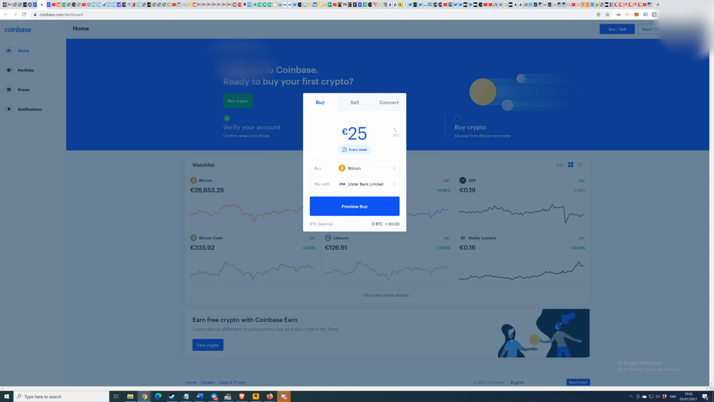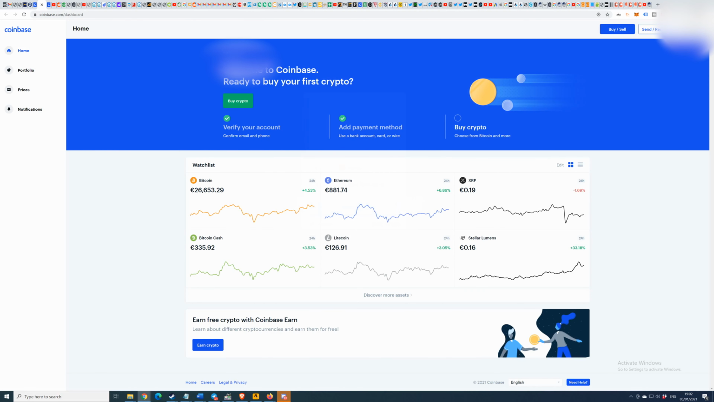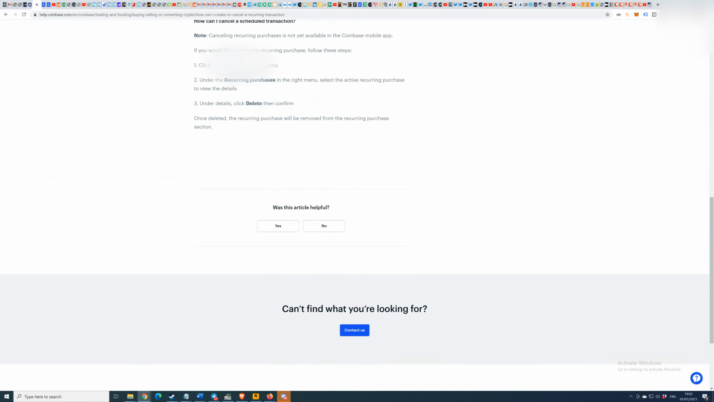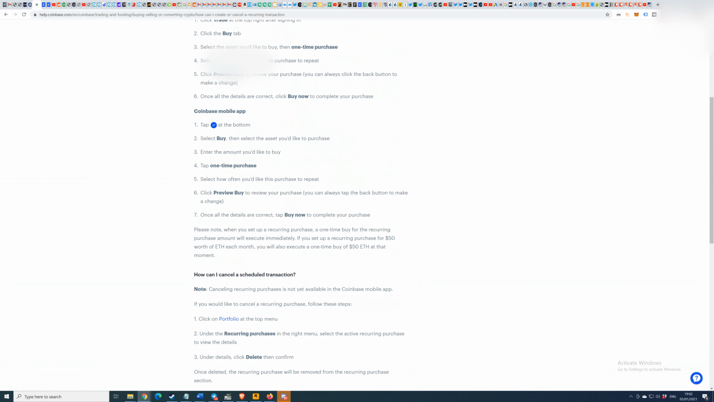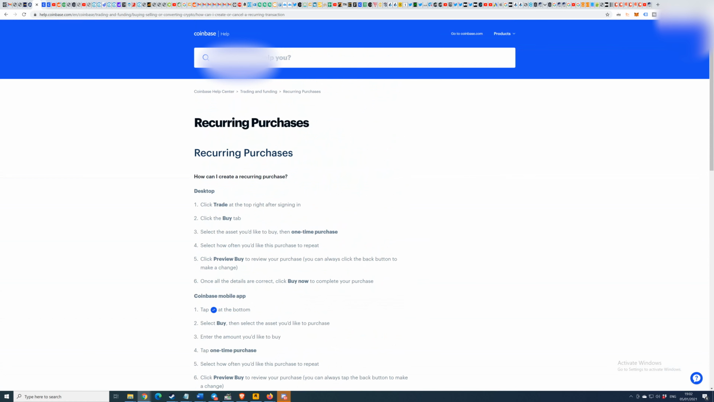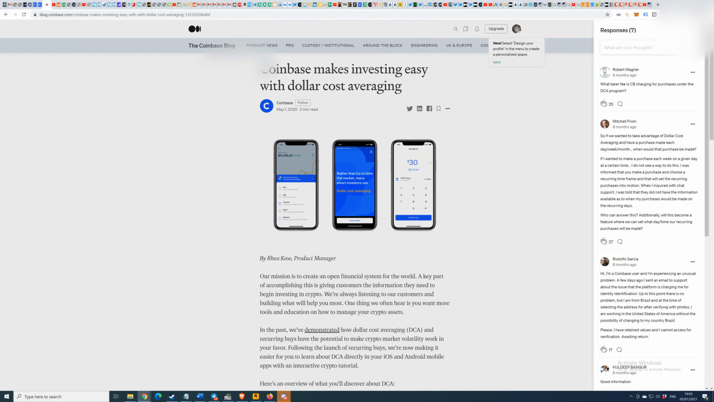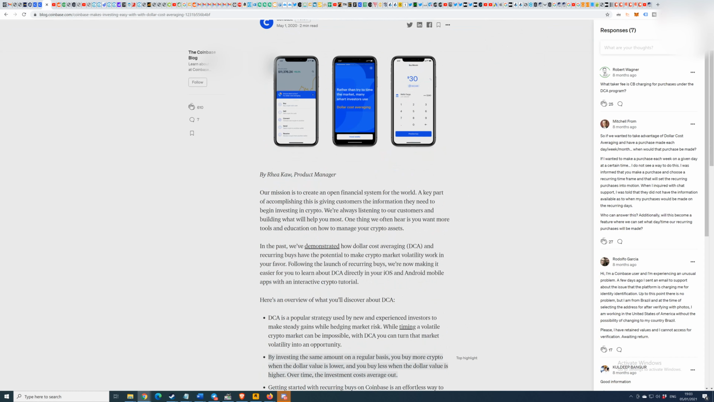Super simple. Now, the one thing to be aware of is this is called the recurring purchase, if you're looking for it. So here is the article. If you search recurring purchases, you're going to be able to find this article, and maybe any additional help. However, the fees are not very transparent at all, because there's the article here about dollar cost averaging.